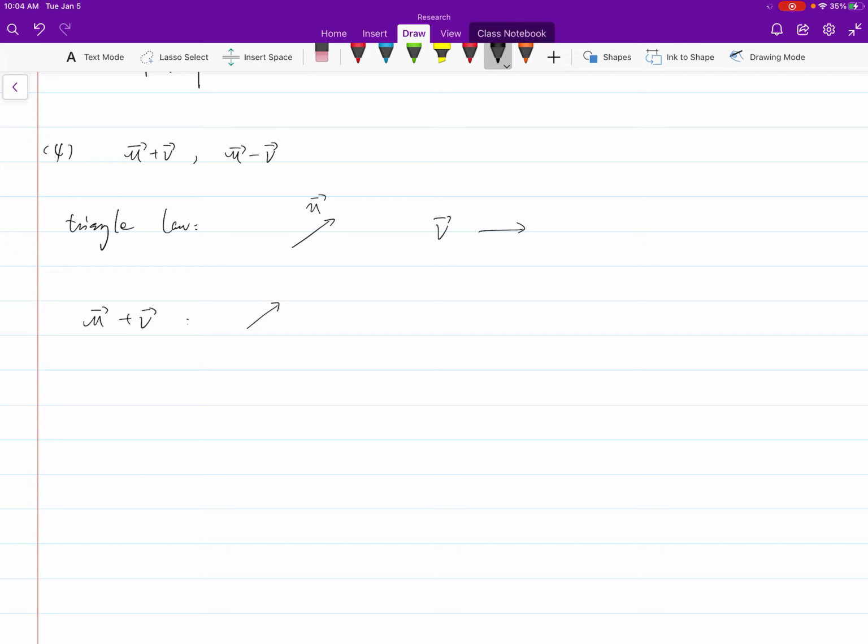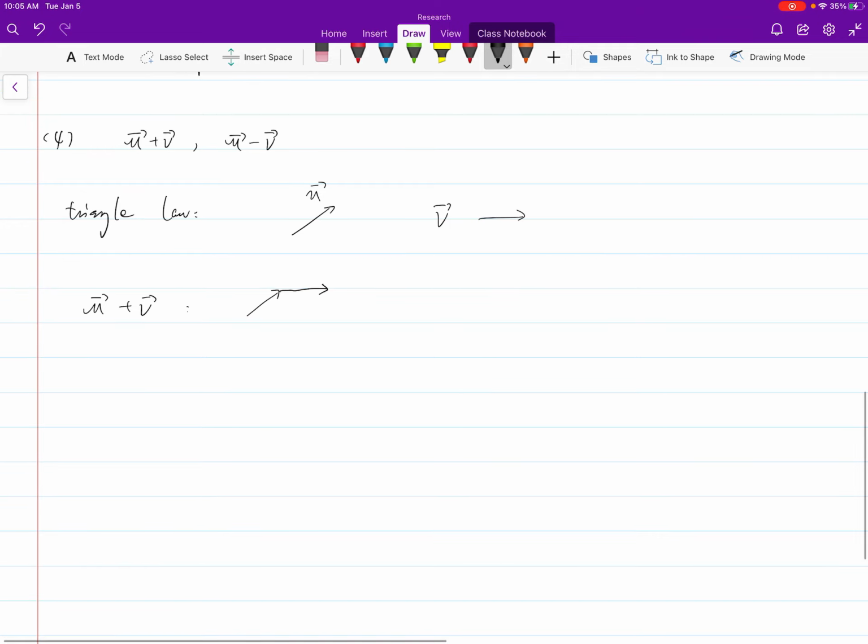To do u plus v, you need to make sure they are attached head to tail. Where the first one ends is where the second one starts. So if you put u here and you put v here, by moving them, which doesn't change them, this will be what you have for u plus v. Clearly, the job is to put both vectors into the same triangle and arrange them in a certain way. Then the third side created by this triangle will be u plus v.